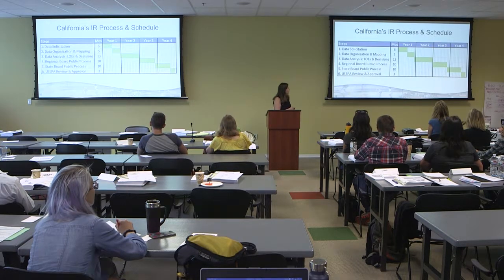I also want to just mention that the regional board and the state board consideration is just of the 303D components of the integrated report. It's not the 305B pieces. So just that nuance to consider.